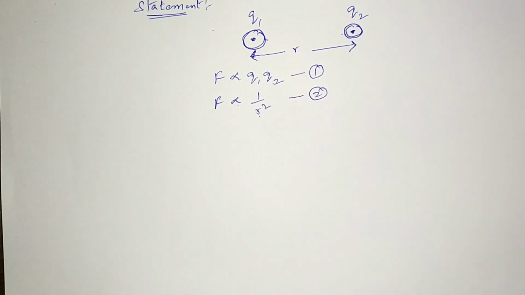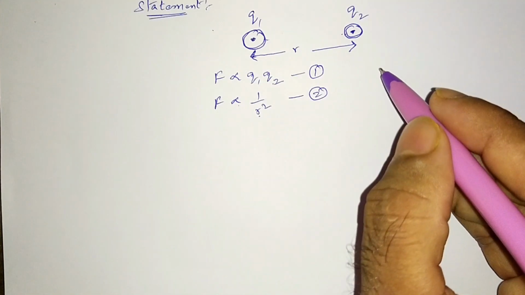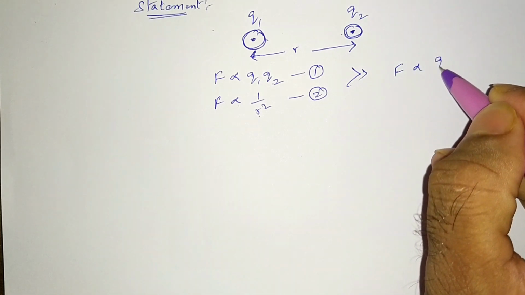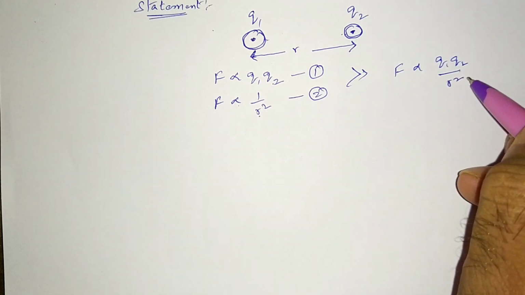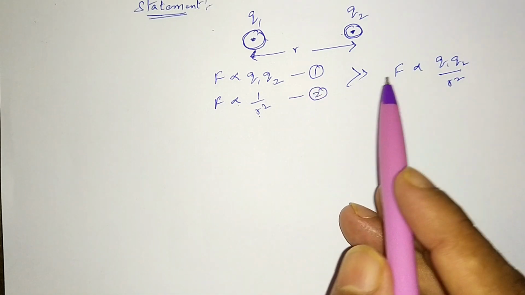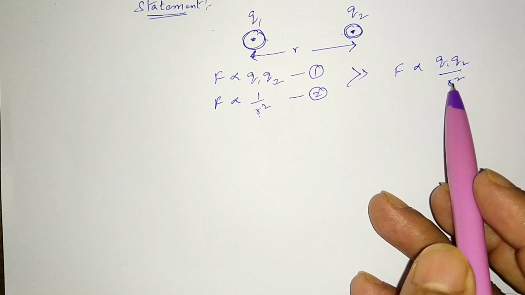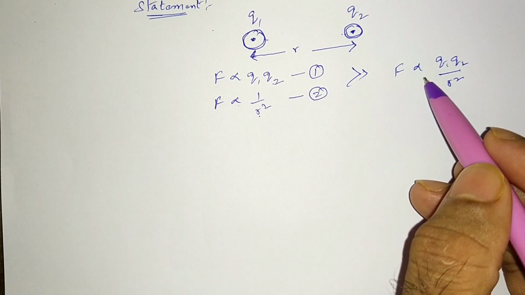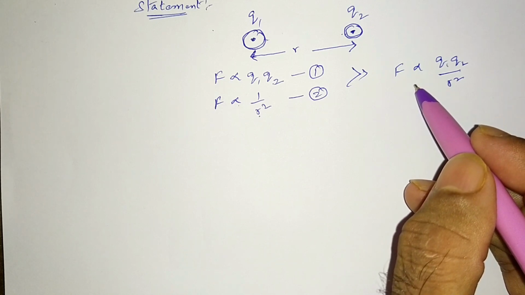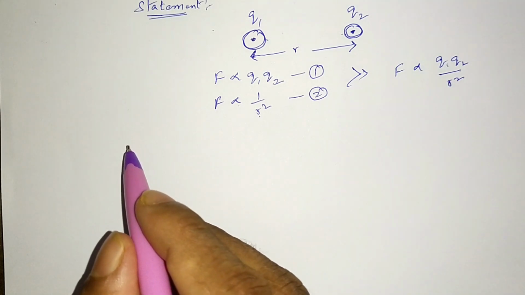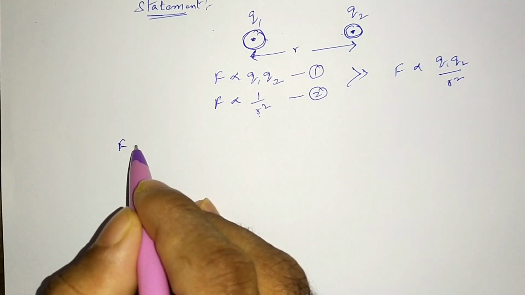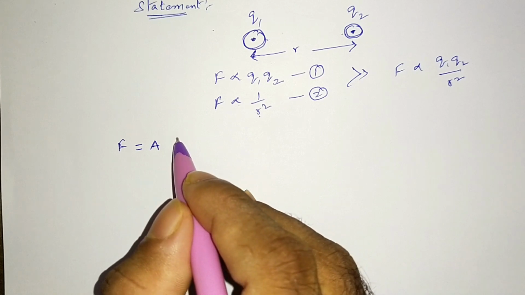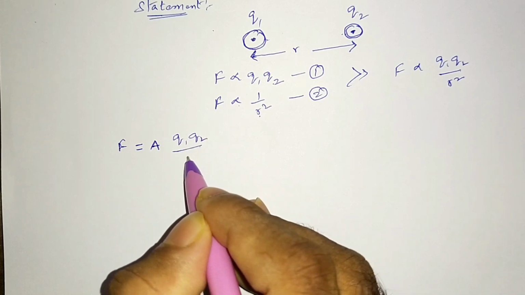Now from these two equations, one can write F is proportional to Q1 Q2 by r square. You know it very well how to write it. Here is a proportion. By removing the proportionality, we keep a constant, as we know from mathematics or physics when solving equations. So here also I write F is equal to a constant, which I am calling A, into Q1 Q2 by r square.